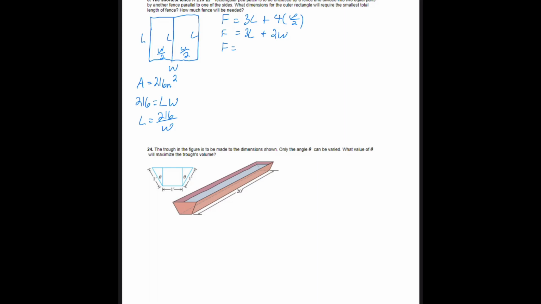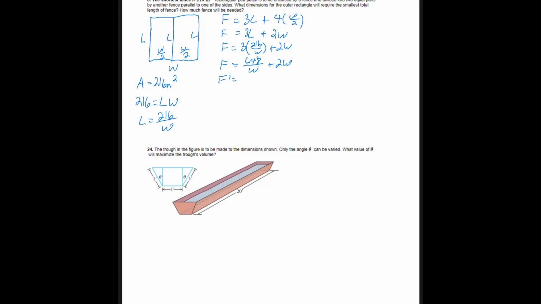So if I solve, for example, we could solve this for L. So L equals 216 over W, and we can substitute that in. So we've got F equals 3 times 216 over W plus 2W. And so 216 times 3 is 648. So this is F equals 648 over W plus 2W.